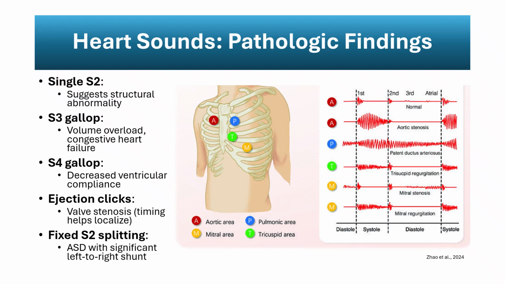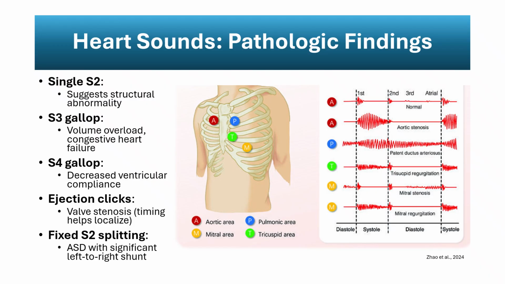Ejection clicks are sharp, high-pitched sounds produced by abnormal semilunar valve motion. Their timing in systole helps localize the lesion. An early systolic click is typical of aortic stenosis, while a later systolic click favors pulmonary stenosis.